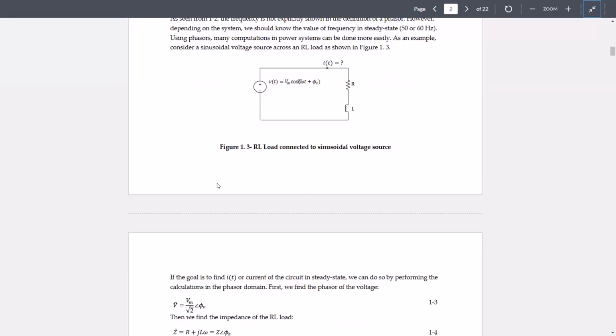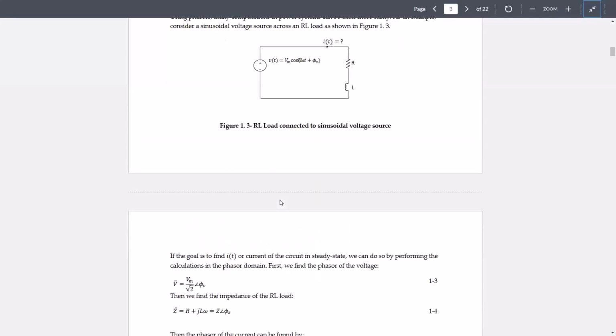But the catch is that you obviously don't get the transient response. So on the occasions that the transient response is important for you, then phasor analysis is not good. But when you don't care about the transient response and you just care about the steady state response of the system, then phasor analysis would be enough.